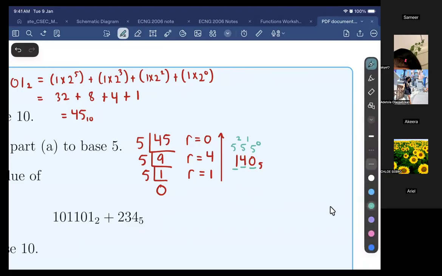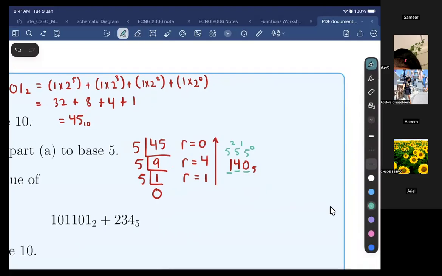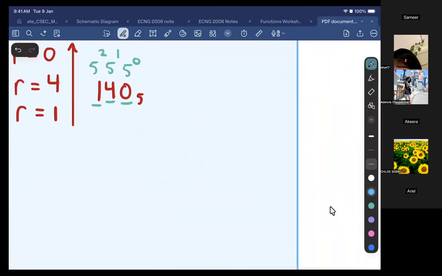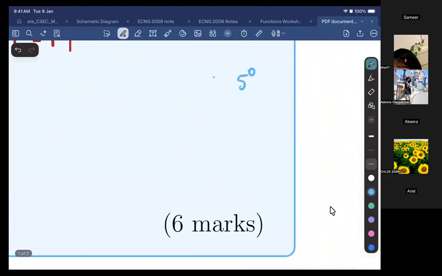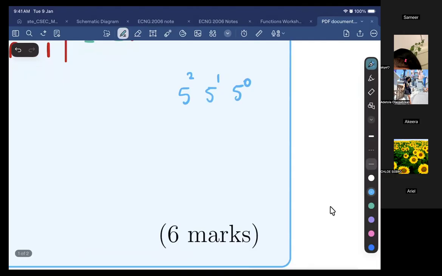So check this out, right? If we're dealing with base 5, quickly, guys, the first place value will be 5 to the power 0. What would the other place value be? 5 to the power 1. And then the other place value would be? 5 to the power 2. Great. Now I want to get 45. Yes, sir. I want to get 45.